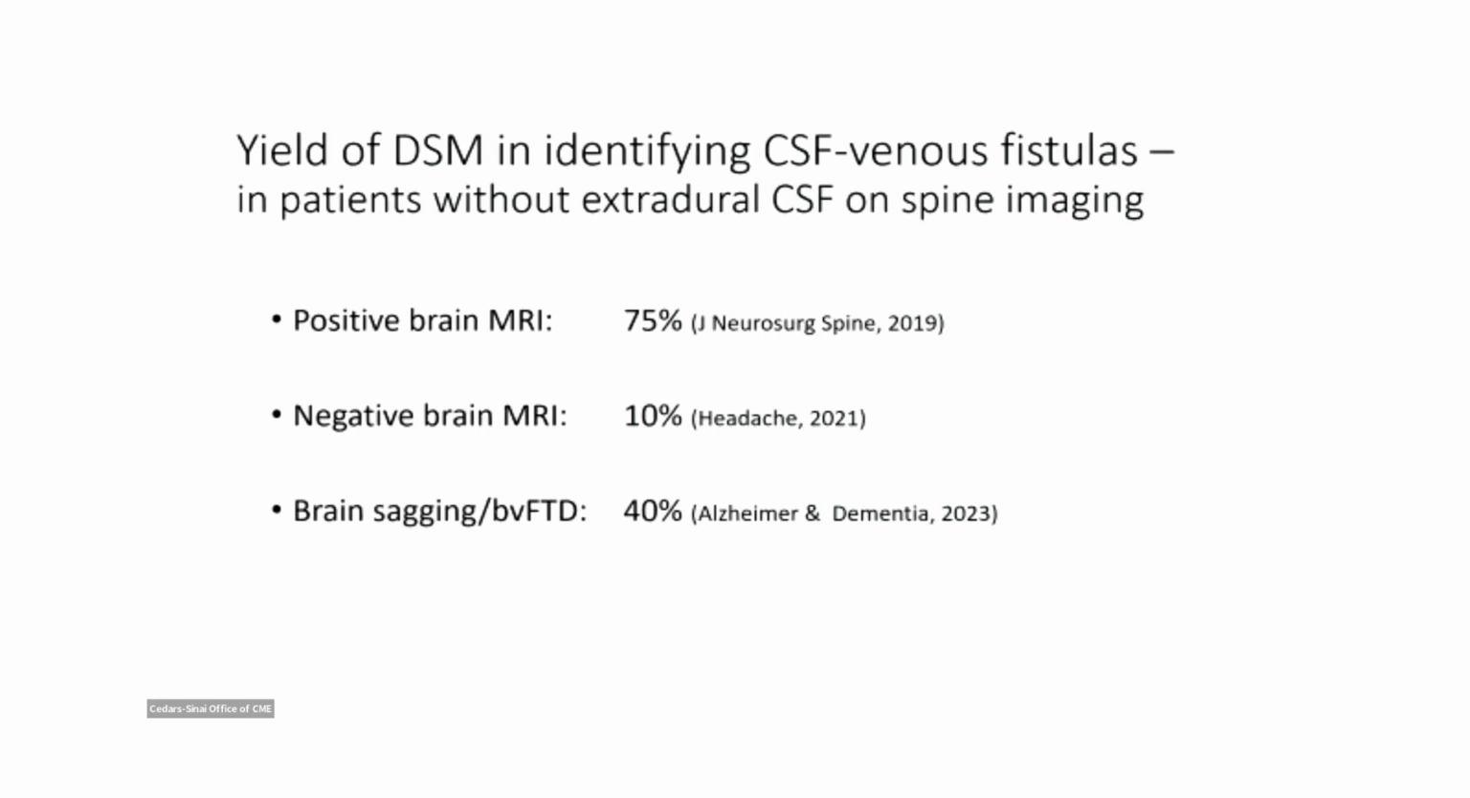Now, how common are those fistulas? We have a little bit of information about that. So if you have people with an abnormal brain MRI, we can detect that at least 75% of the time. If it's people with a normal brain MRI, but they have orthostatic headaches and they're sent by a headache specialist, we find it about 10% of the time, so that's not very often. And then, as I mentioned earlier today, if you have this sagging brain syndrome with FTD, we are only able to discover it about 40% of the time.